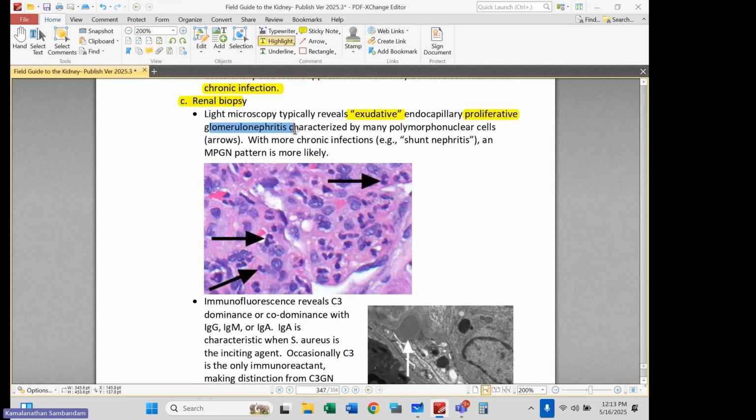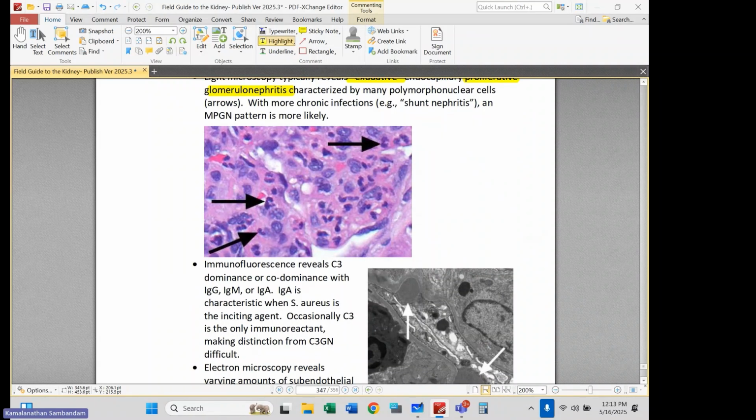When there's neutrophilic infiltrate, an adjective for that finding would be exudative proliferative glomerulonephritis. So the term exudative refers to the presence of neutrophils. And then sometimes you can have an MPGN pattern, especially when you're dealing with chronic infections.